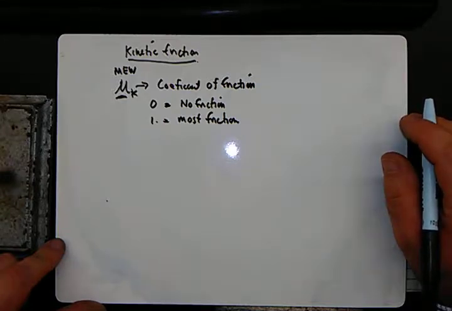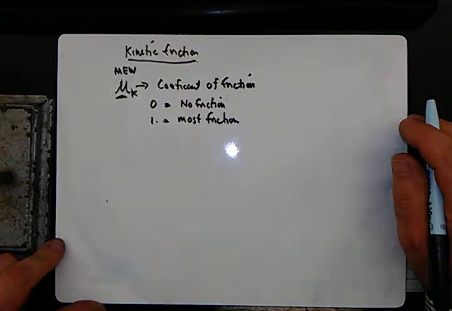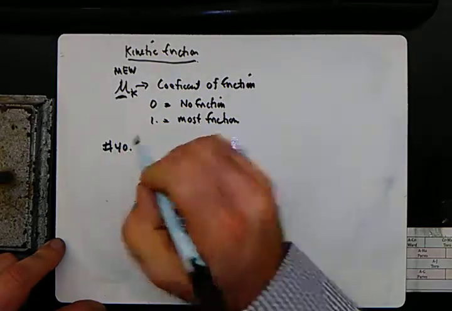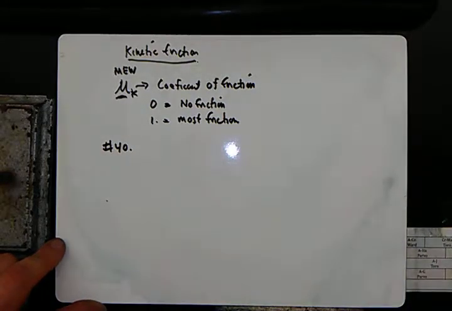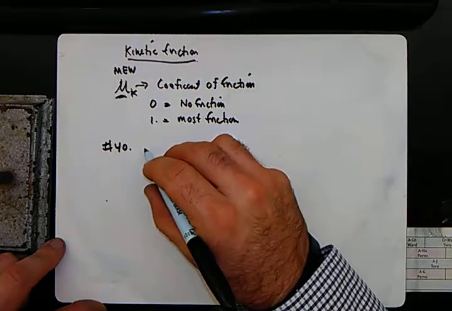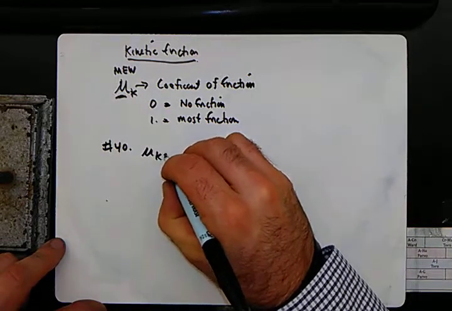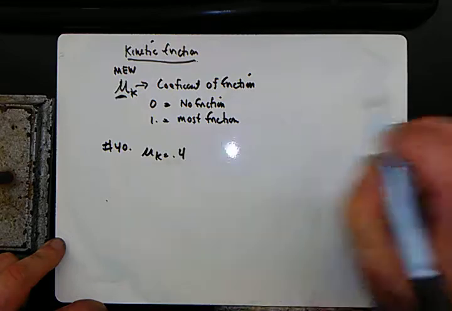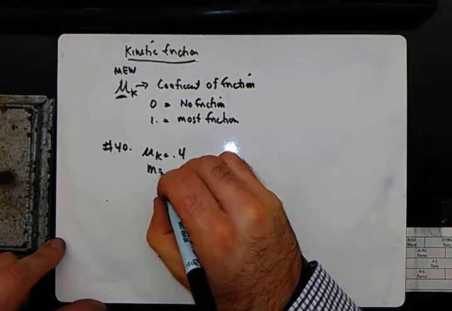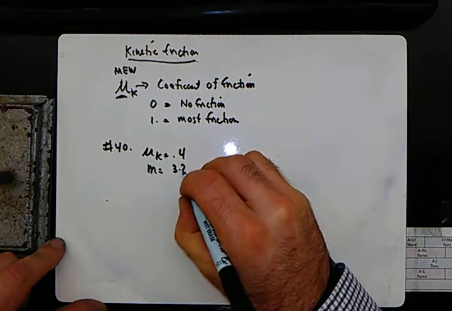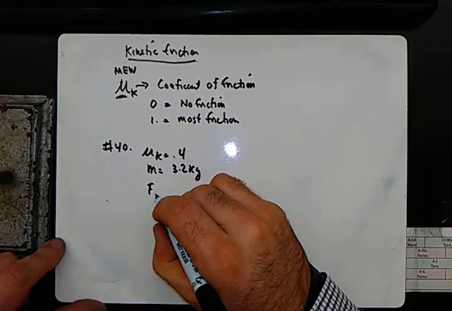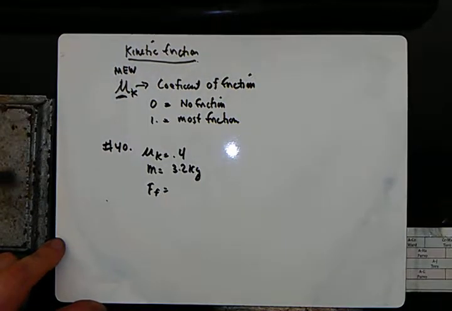So let's take a peek at one of these questions. I'm going to look at number 40. Number 40 says the coefficient of kinetic friction between an object and the surface is 0.4, so the mu sub k is 0.4. The mass of the object is 3.2 kilograms, and it asks what is the frictional force on the object.